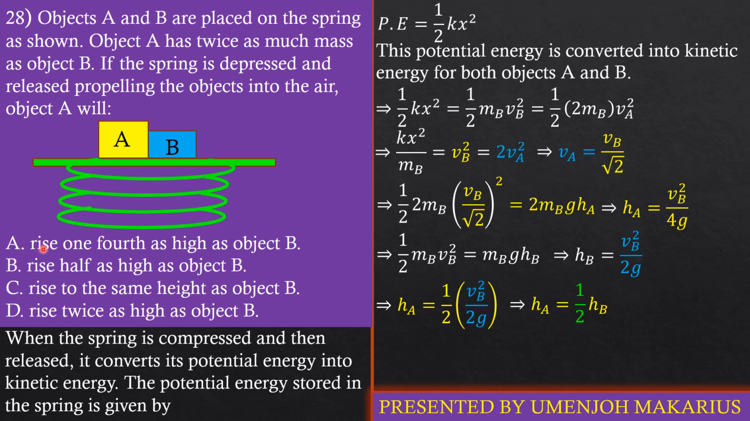So option A is saying that it rises as high as B. Wrong. It rises half the height of object B. Great. So option B is the best option for this question. All right, so let's go to the next question.